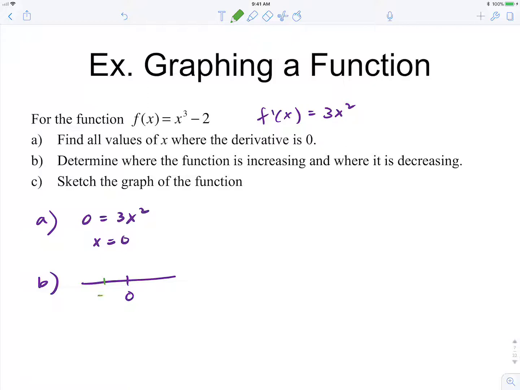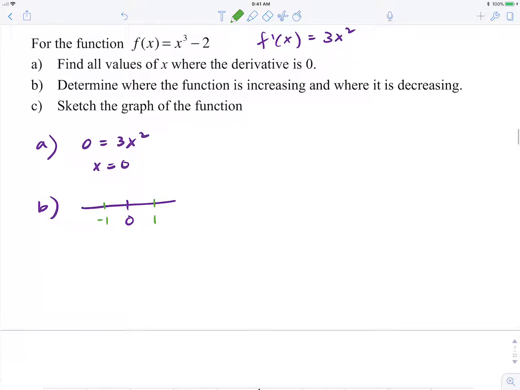So I want to choose a value to the left of 0 and a value to the right. So again, we'll evaluate our derivative at those test values. And we end up with +3 for each of them. So the function is actually going to be increasing to the left and the right of x equals 0. However, we do know that the slope of the tangent line at x equals 0 will be 0. So the function is going to kind of level out at x equals 0 and then start increasing again. So go increasing, increasing, increasing, then at x equals 0, level out, and then start increasing again.